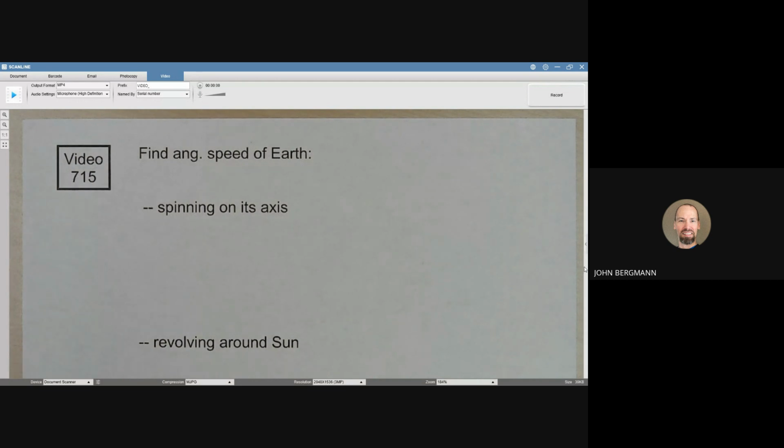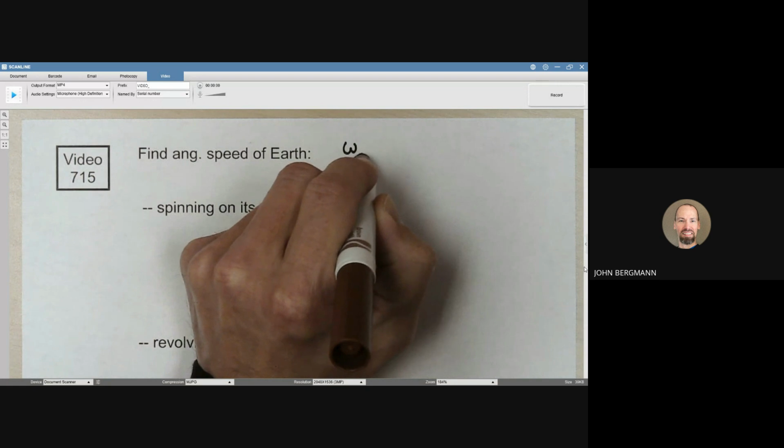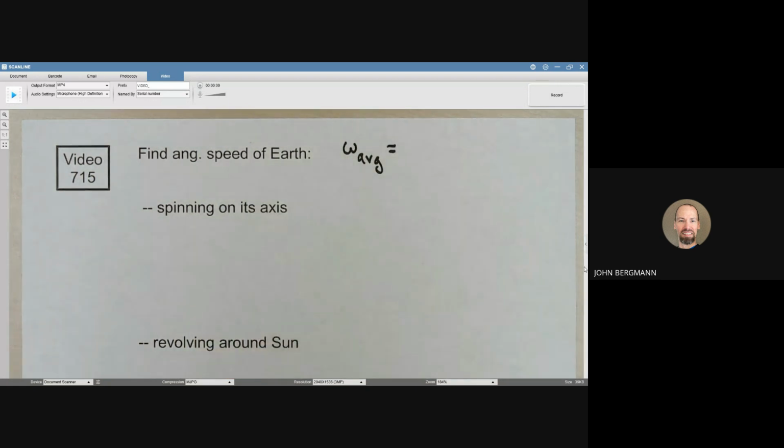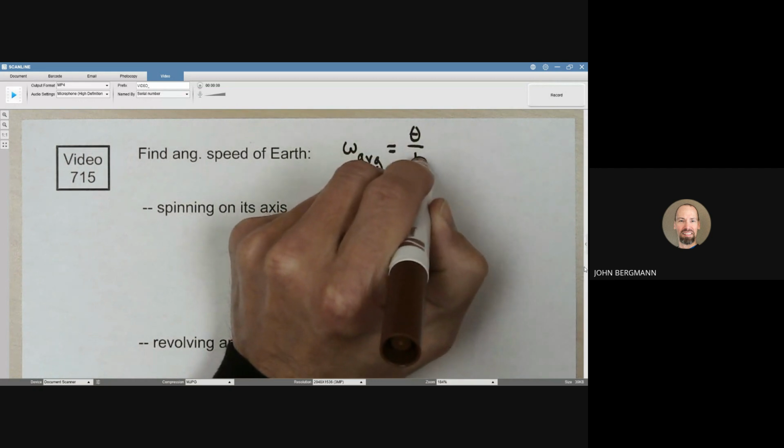Let's do another angular kinematics problem. We're looking here for the angular speed of the Earth, first as it spins on its axis and then as it revolves around the sun. And in the previous video, we went through an equation that is going to help us often find the angular speed of something. The average angular speed is the angular displacement divided by time.